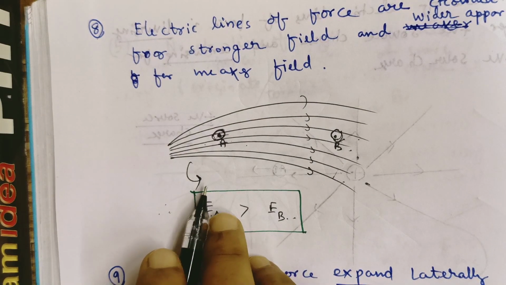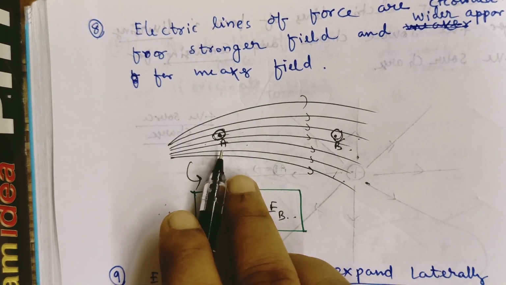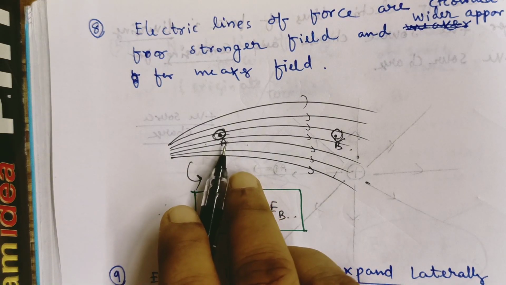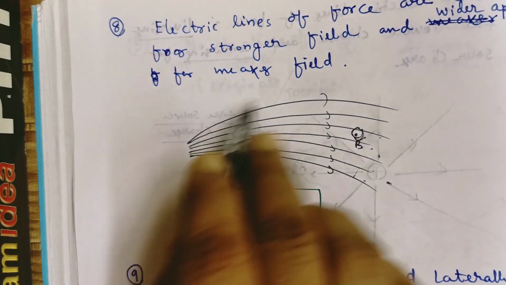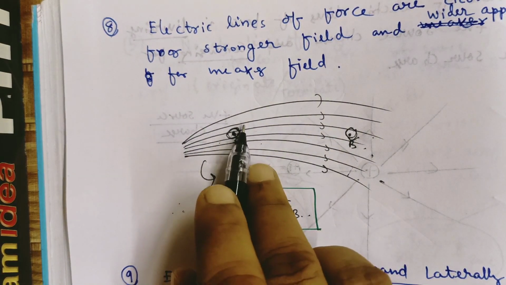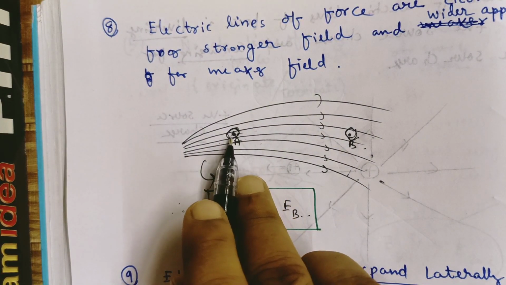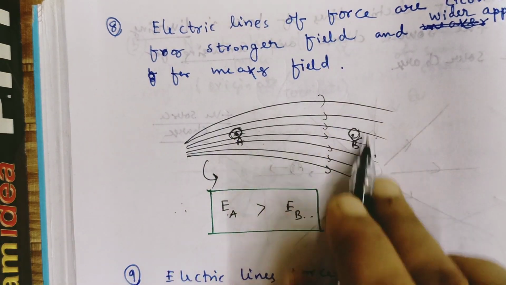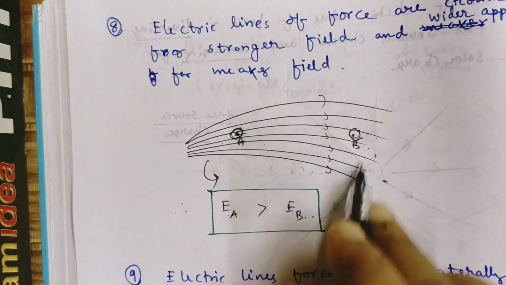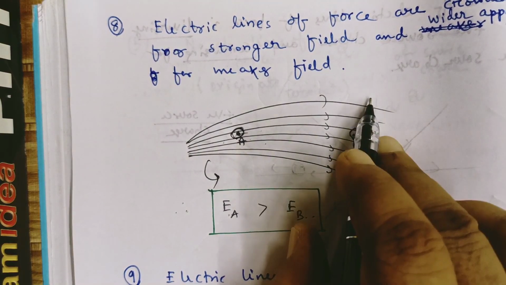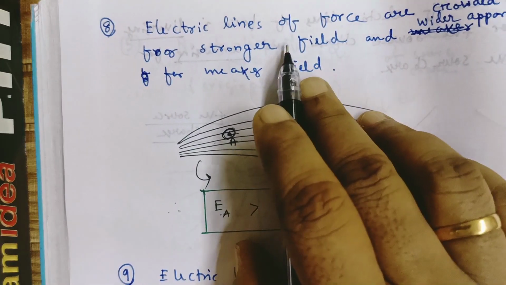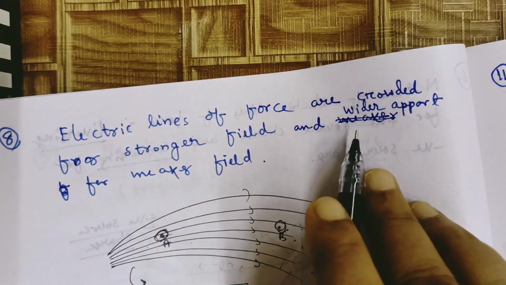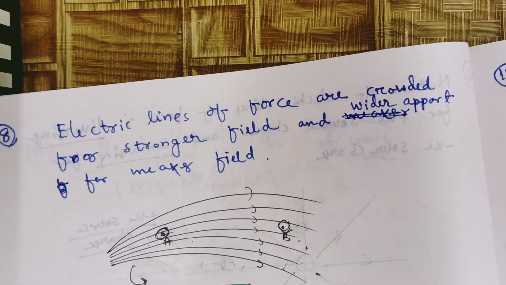In the definition we have discussed, the strength of the electric field is calculated by counting the number of lines of force per unit area. So from this figure it is concluded that if the electric lines of force are crowded, then the field strength is more. If the electric lines of force are wide apart, meaning large gaps are there, then the field strength is less. So this is another property: electric lines of force are crowded for a stronger electric field and wider apart for a weaker field.